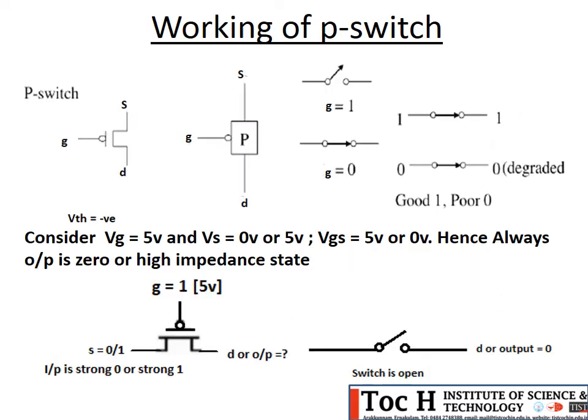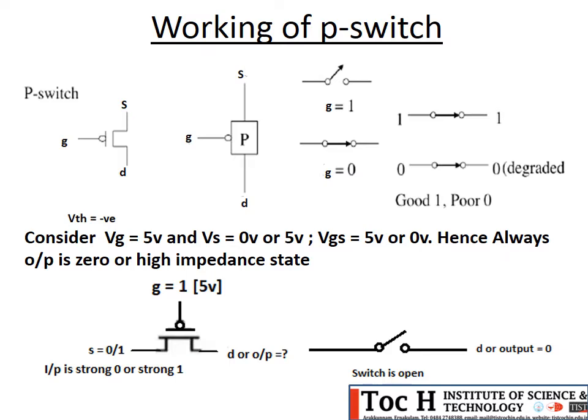Moving on to the next, that is the working of the P switch. As we have discussed the working of the N switch, the P switch also has 3 cases, and the working of the P switch is just the complement of the N switch. You can see here the symbol for a P switch, with source, drain terminals and the gate terminal. The bubble distinguishes the P switch from the N switch. The P switch has a bubble, and it has a negative threshold voltage.